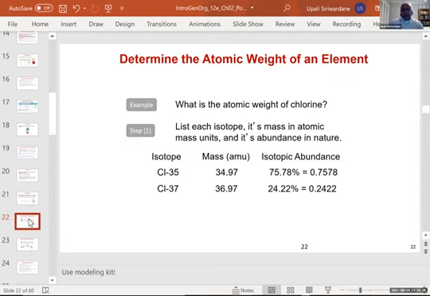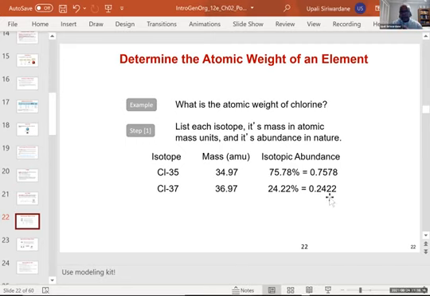So this is how we calculated chlorine again. 34.97 is the isotopic mass of chlorine 35. 36.97 is the isotopic mass of chlorine 37. Those are multiplied by the abundances. As a fraction, chlorine 35 is 0.7578, and as a fraction, chlorine 37 is 0.24.